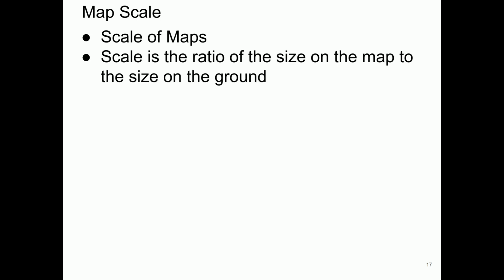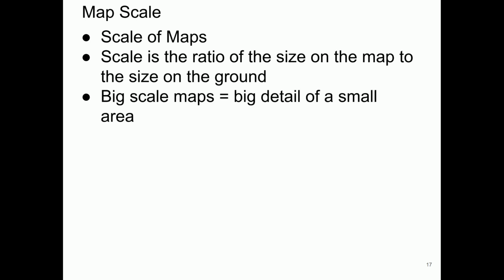Map scale. Map scale is very important. When we're talking about the scale of maps, it's the ratio of the size on the map to the size on the ground. Big scale maps have a lot of detail of a small area. Like a 1-to-1 scale map would be the biggest scale map. Well, that would be, the map would be the same size as Earth, right? I mean, I suppose you could do it even bigger than that, but a 1-to-1 scale map would be the biggest scale. That would be a map that would be the size of the planet.